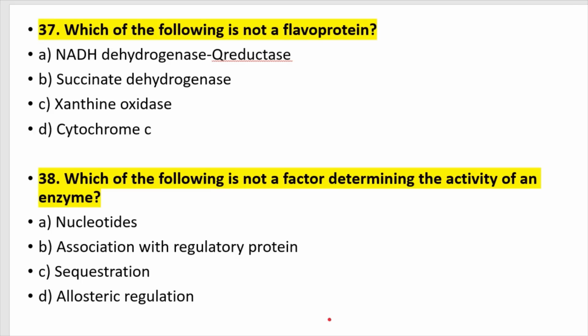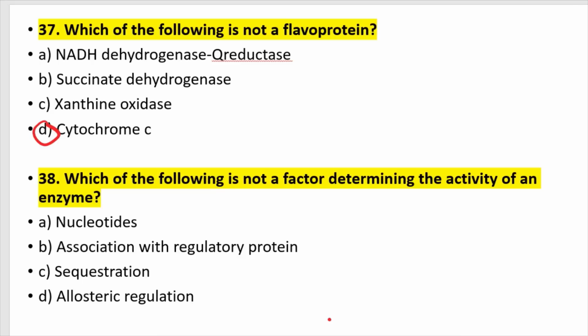Which of the following is not a flavoprotein? A. NADH dehydrogenase-Q reductase, B. succinate dehydrogenase, xanthine oxidase, cytochrome C. So the answer is cytochrome C. A flavoprotein involves participation in oxidation reactions in which the electrons are lost. But when you look at the function of cytochrome C, it actually receives the electrons. That's why it's not a flavoprotein.